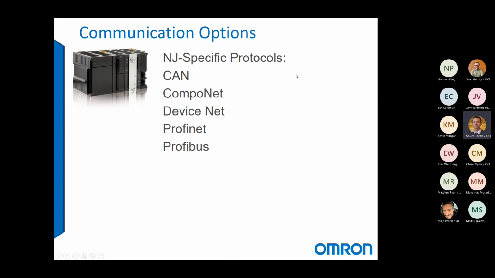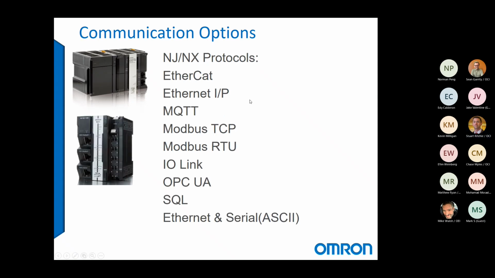Now, communication options that we support. So our NJ PLCs can support CJ PLC cards, and that opens up a few additional communication options for us. So we can do CAN, CompoNet, DeviceNet, Profinet, and Profibus, and those are specific to the NJ when they're running CJ cards.